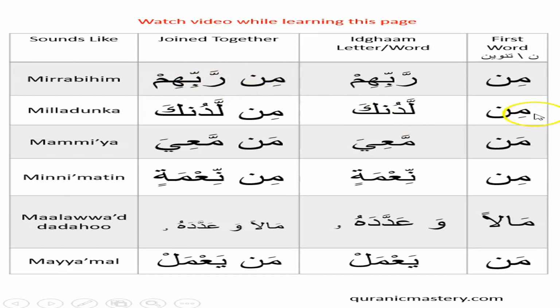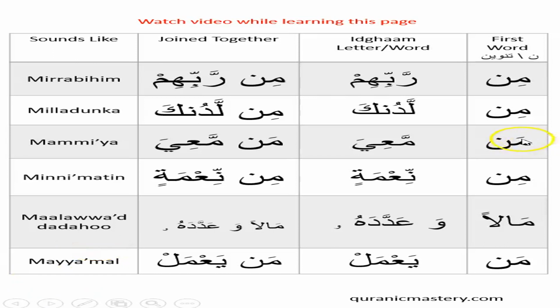Okay, this is min, and then the first letter of the next word is ladunka. The first letter is the lam with the fatha, so it's min ladunka. This kasra will go straight into the lam with the shadda on it.